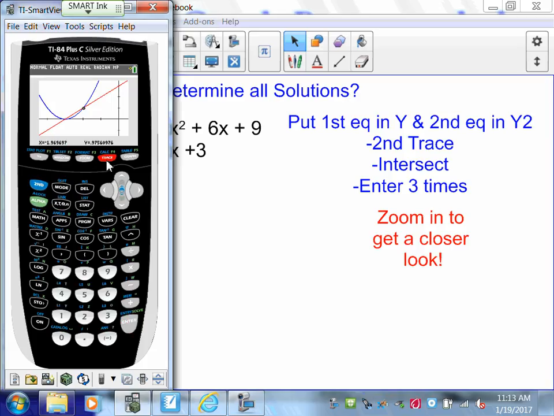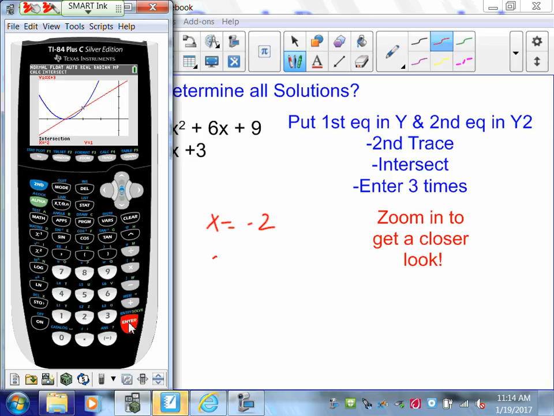Second trace. The 5th choice is intersect. So do intersect. Notice I have the blinker on one of the intersections right now. Just hit enter 3 times. Actually, I never put it on the intersection for the first problem, and I still hit enter 3 times. Let's practice this problem a little bit. First answer is -2.